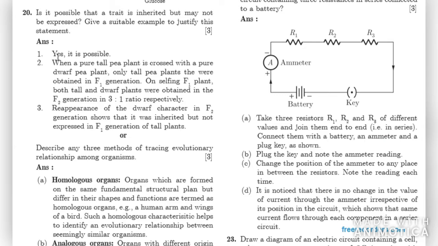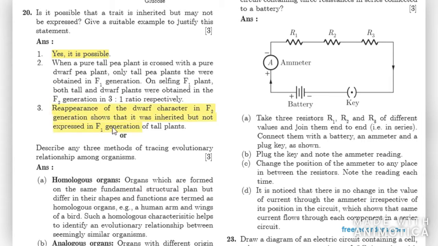When a pure tall pea plant is crossed with a pure dwarf pea plant, only tall pea plants are there in the F1 generation, but on selfing F1 plants, both tall and dwarf plants are obtained in the F2 generation, in the ratio of 3:1. So the reappearance of the dwarf character in the F2 generation shows that it was inherited but not expressed in the F1 generation.